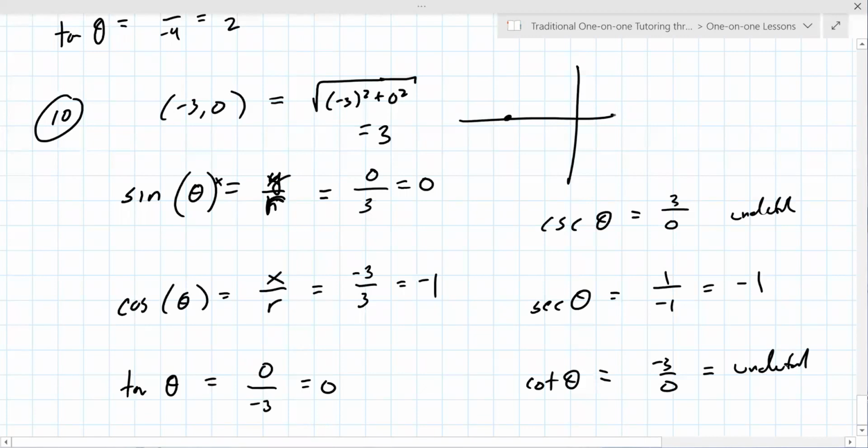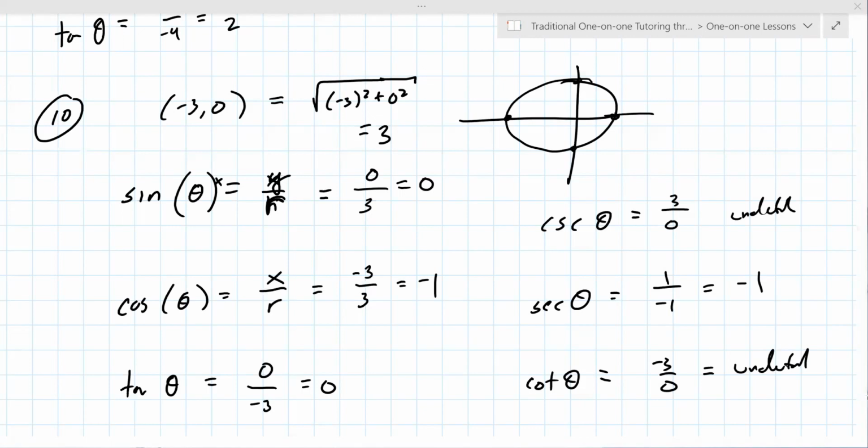And that's normal. Whenever you're on one of these places, it's undefined. Some of them are undefined, not all, but some are. That's the important thing there.